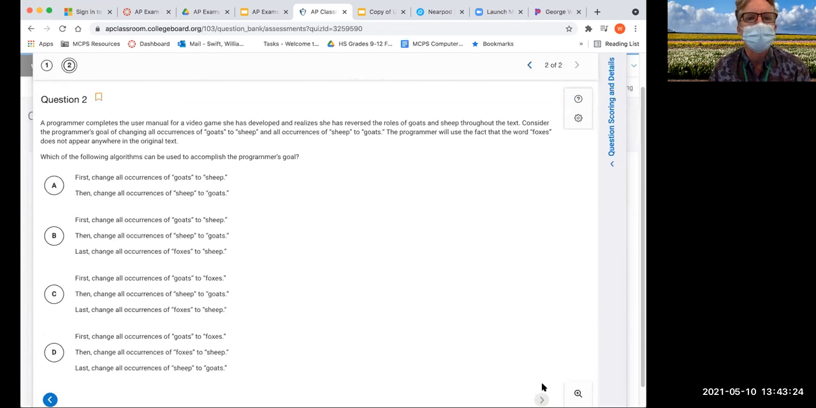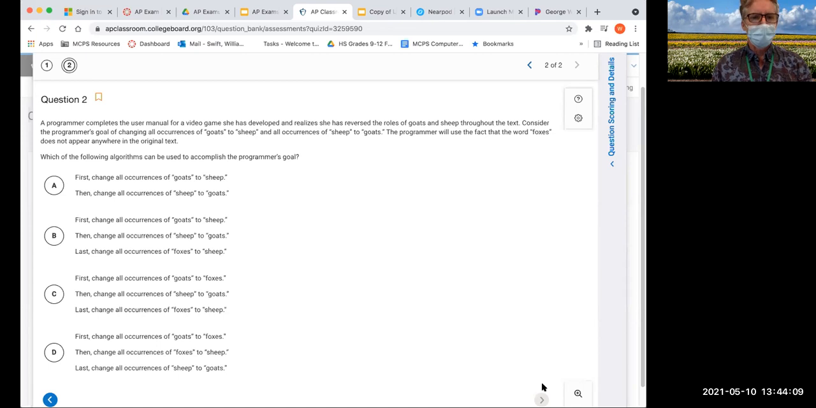A programmer completes the user manual of a video game she has developed and realizes she has reversed the roles of the goats and the sheep throughout the text. So there's a fabulous thing called find and replace. Consider the programmer's goal of changing all occurrences of goats to sheep and all occurrences of sheep to goats. The programmer will use the fact that the word foxes does not appear anywhere in the original text. Which of the following algorithms can be used to accomplish the programmer's goal? Isn't it nice to know that just these sentences are an algorithm?